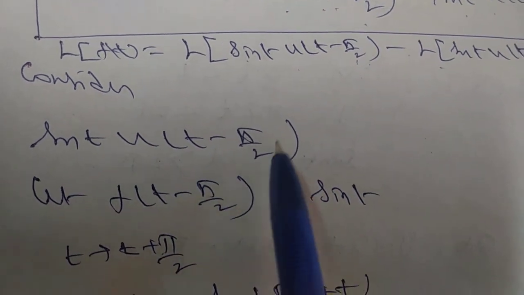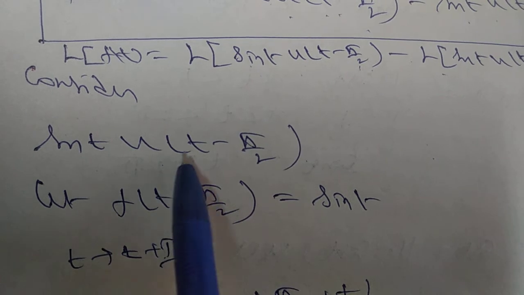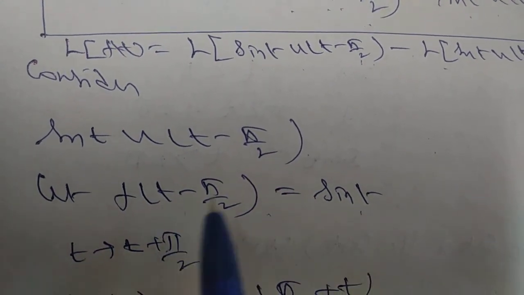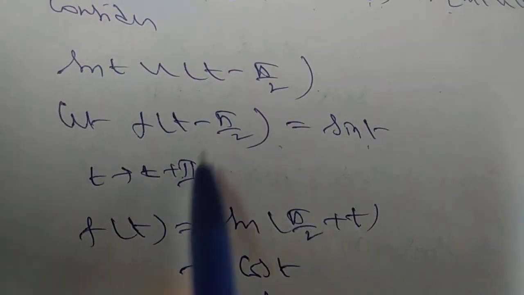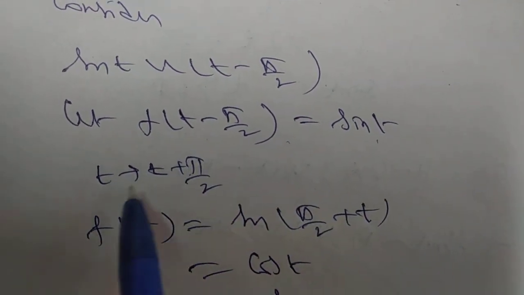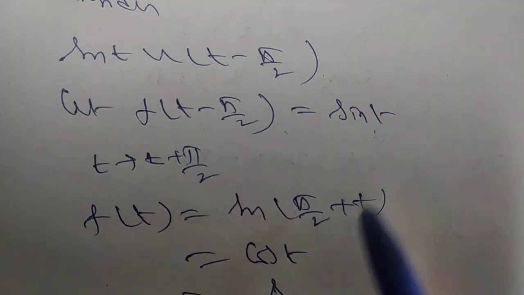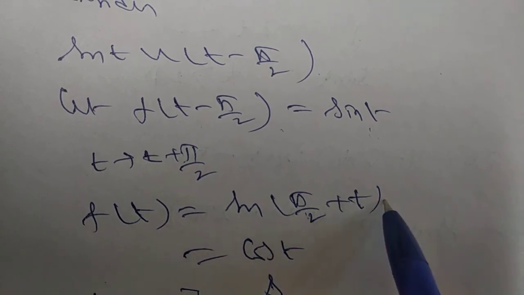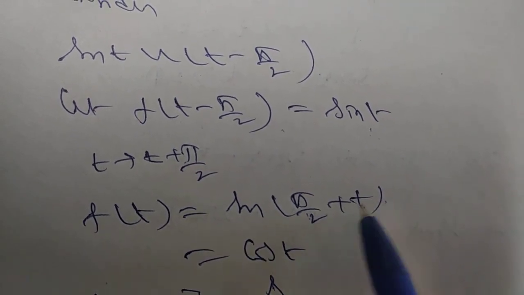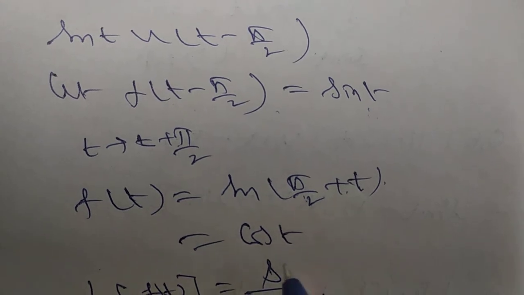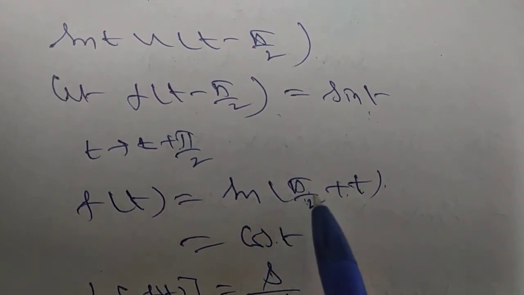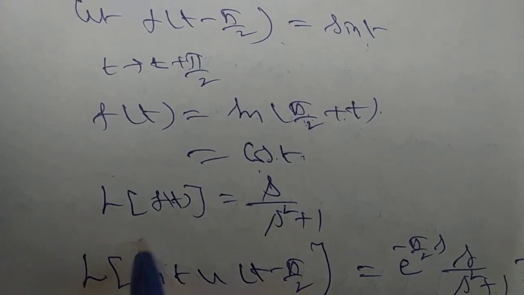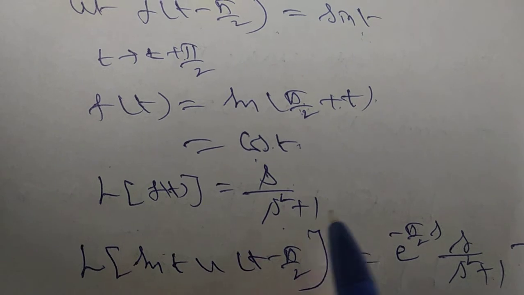Here a is equal to pi by 2. So you take f of t minus pi by 2 is equal to sin t. Now we want f of t. How to get f of t? Replace t in place of t plus pi by 2. So here sin of 90 plus theta means second quadrant. In the second quadrant sin is positive. So for 90 plus or minus theta, sin becomes cos t. So now the Laplace transform of cos t is s over s square plus 1.